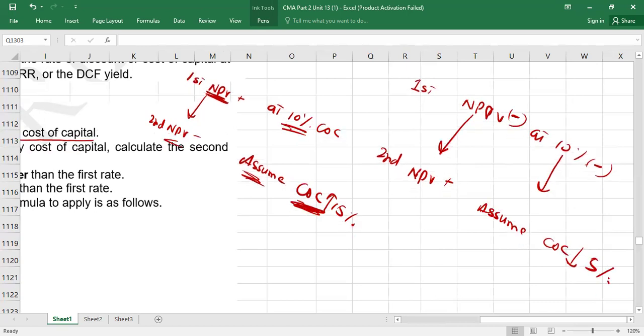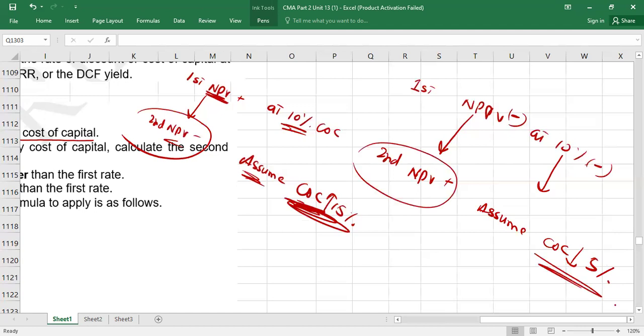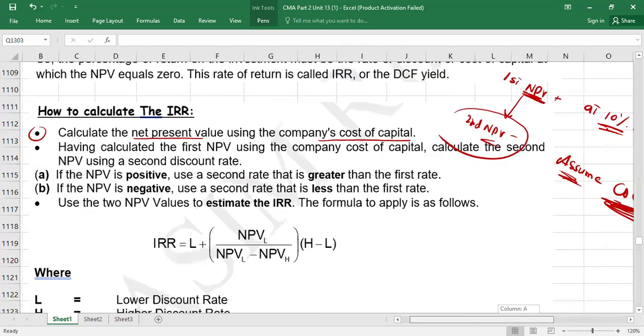So please remember, if the second NPV you need negative, you will always increase the cost of capital. If the second NPV you need positive, then you will decrease the cost of capital. This is the rule here. Because our IRR is between positive and negative, I told you at the start, that's why we need two NPVs. One is positive and one is negative. This is what is written.